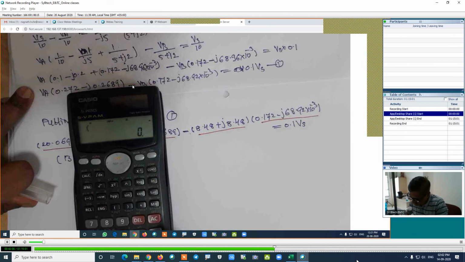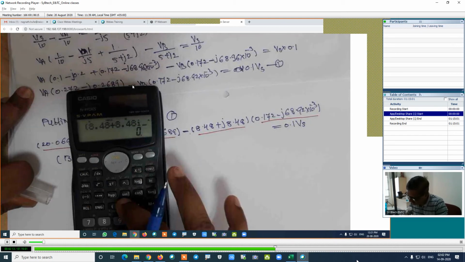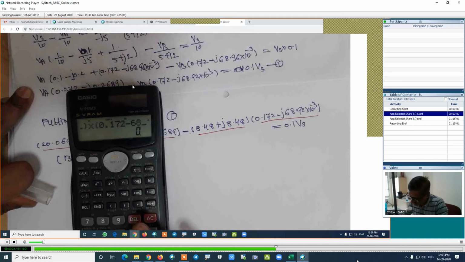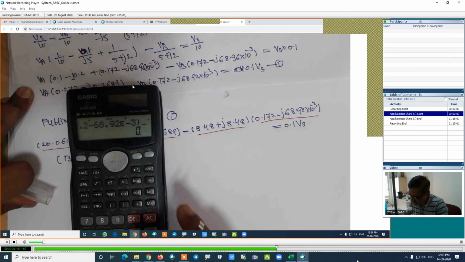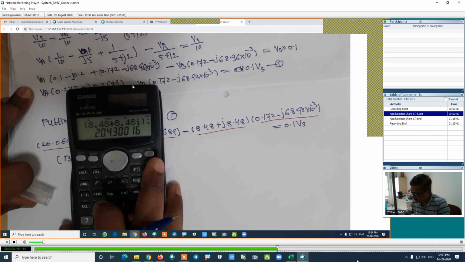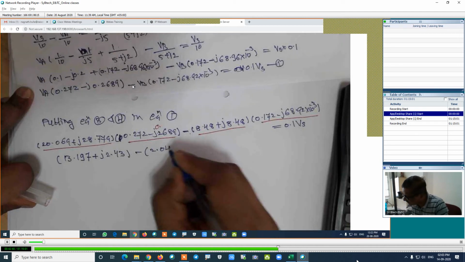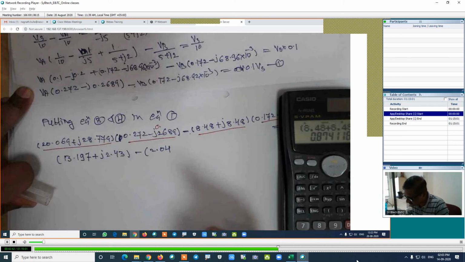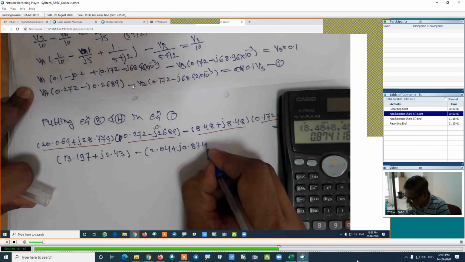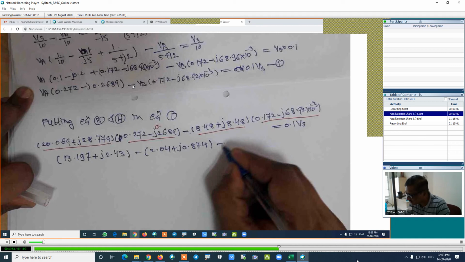8.48 bracket start. It is 8.48 plus 8.48i, close the bracket, into bracket start, this part, 0.172 minus 68.92 exponential of minus 3, close the bracket, which is equal to. This is 2.04, the real part, and shift of that value is plus j 0.874, this imaginary part. And this is equal to 0.1 Vs.